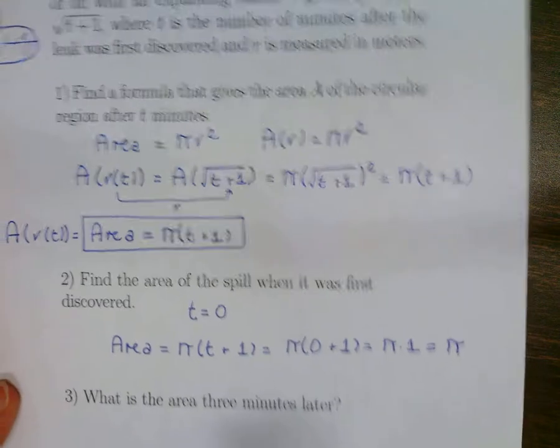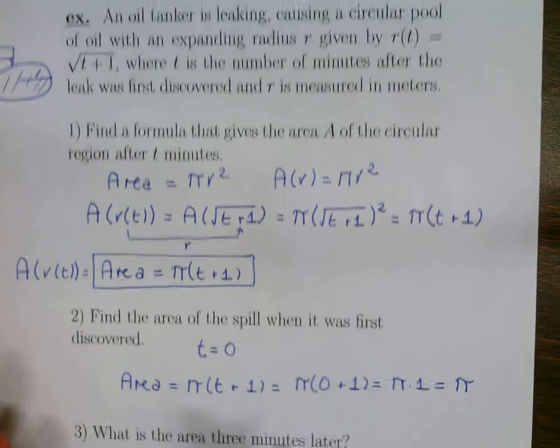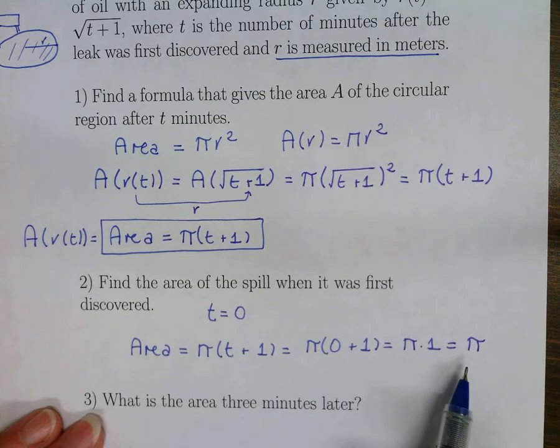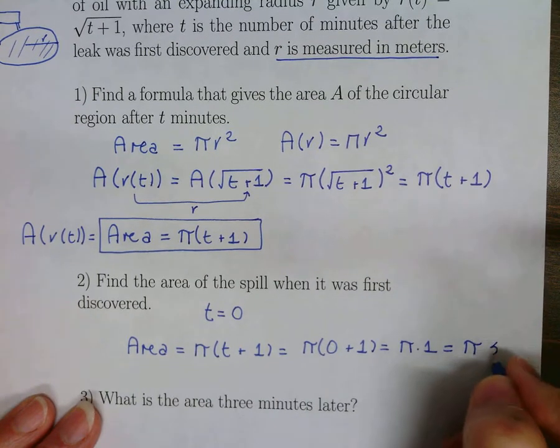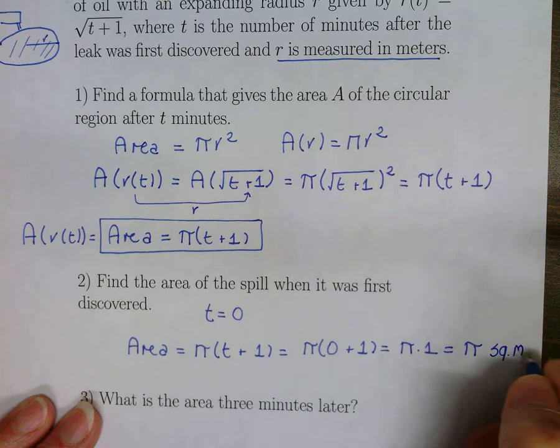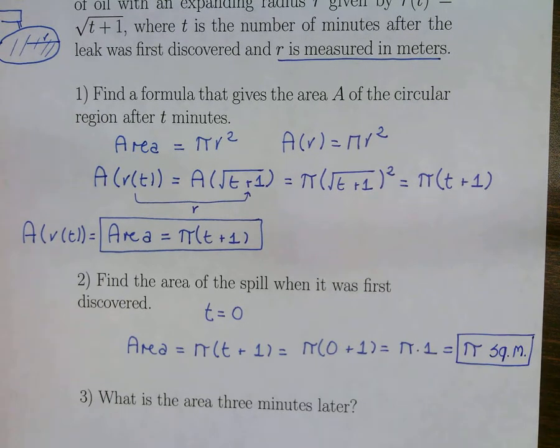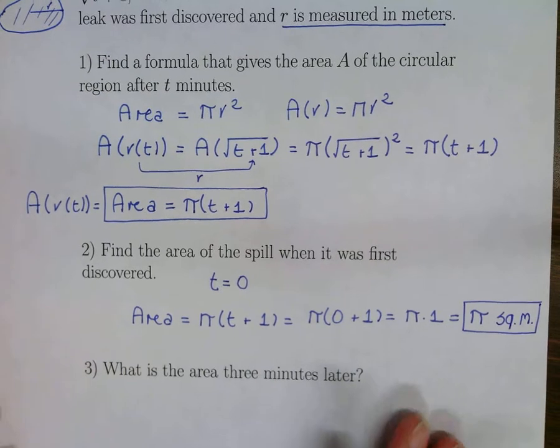Area without units is meaningless, so we go back and notice that r was measured in meters. So what will area be measured in? Square meters. Area is measured in square units, and our units are in meters. Okay, when you're doing a problem like this, you want to be sure you have the units. Area is measured in square units.